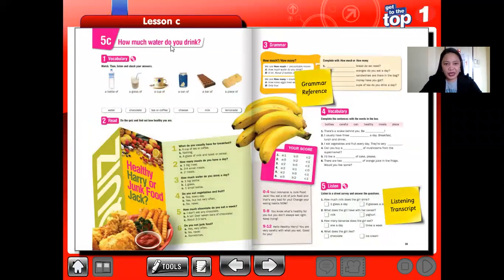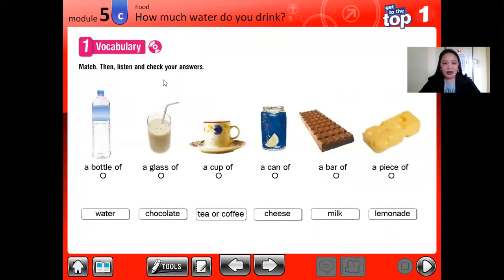How much water do you drink? All right, look at your screen. So we are going to discuss the vocabulary. Listen, okay? Match, then listen and check your answers. So we are going to match. Before we match, we're going to read first: a bottle of, a glass of, a cup of, a can of, a bar of, a piece of.